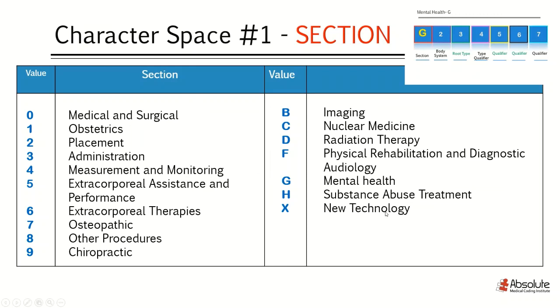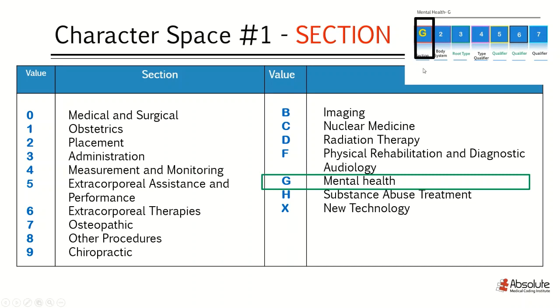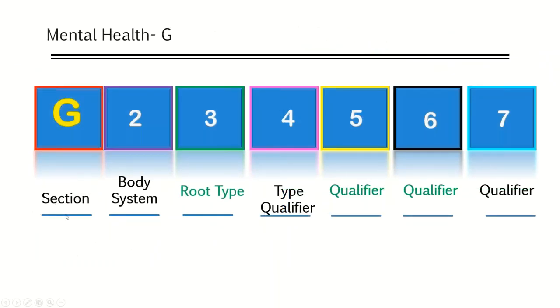All right, now it's time to move on. We are moving on to section G and we're getting close, coders. All right, section G is for mental health. Let's take a look at a mental health PCS code. We know that first character section, G, followed by your body system, the root type. You've got your fourth character, qualifier type. Your fifth will be a qualifier, sixth qualifier, seventh qualifier. Wow, so we've got three qualifiers here.